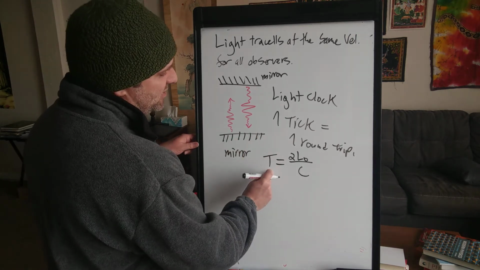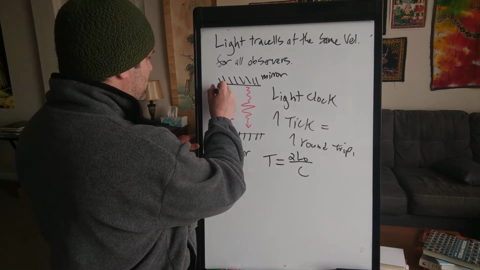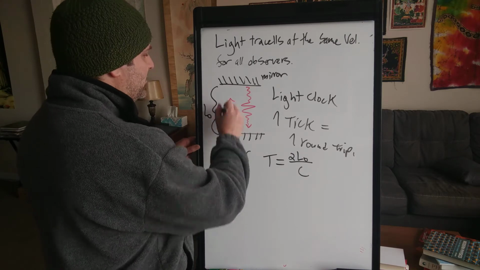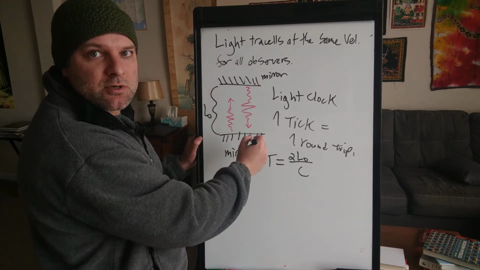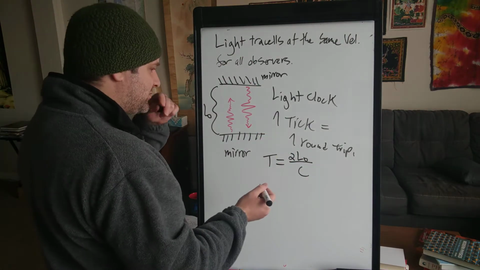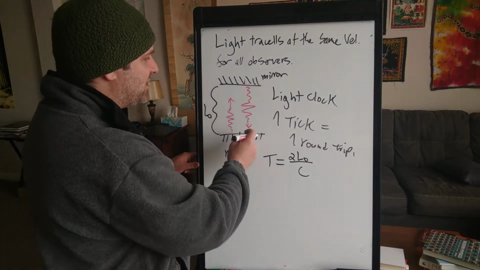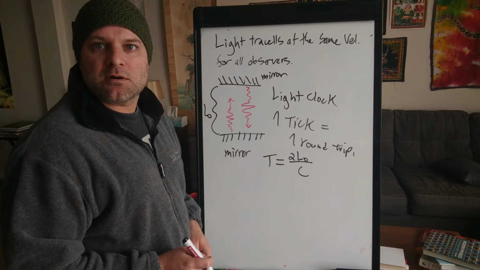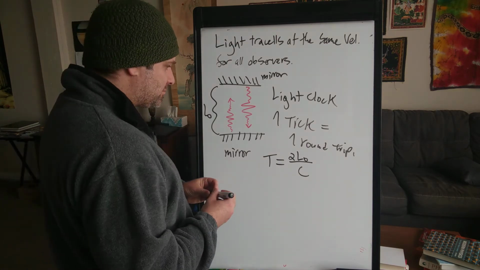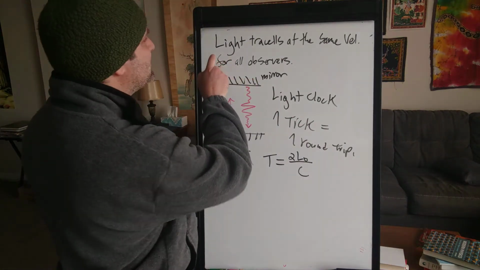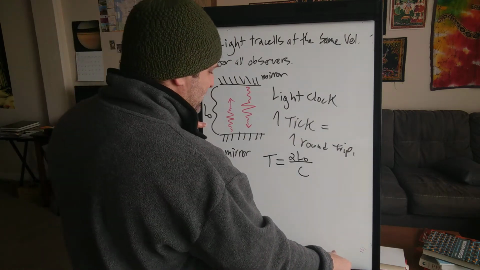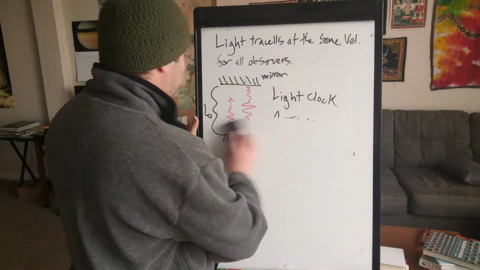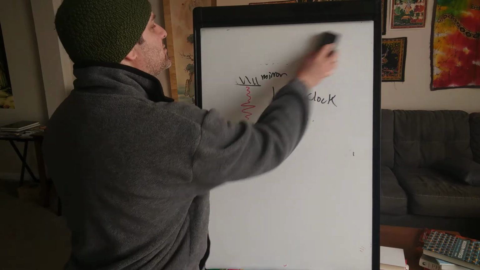So how many ticks we have is this distance, L naught, times 2, because it goes up and down. So that's where the 2 comes from. That distance divided by the speed of light is our tick for this light clock. And remember this statement: light travels at the same velocity for all observers. So like I said, that's all well and good.